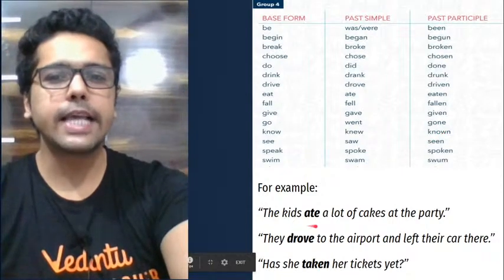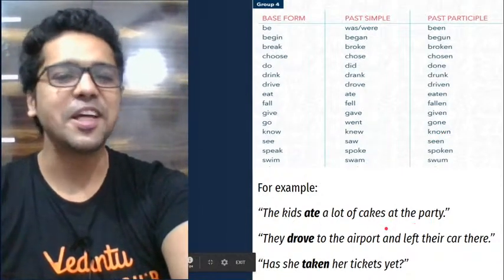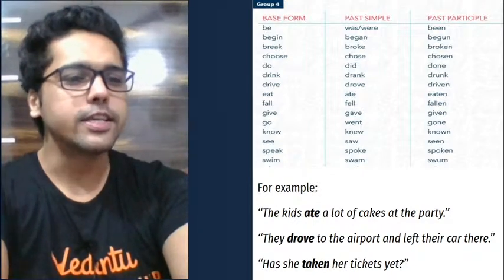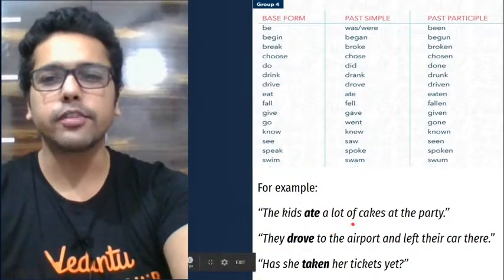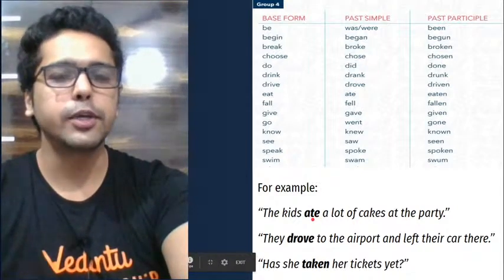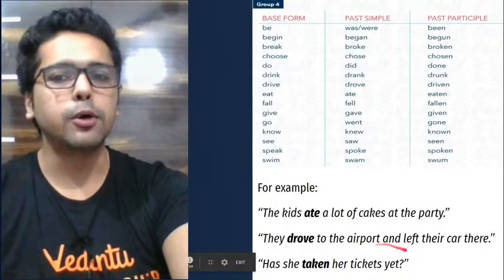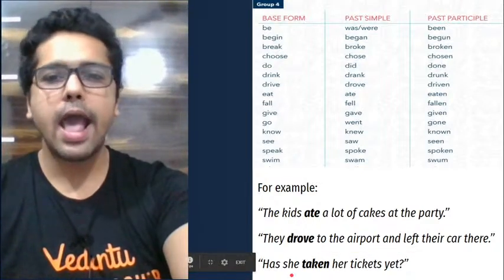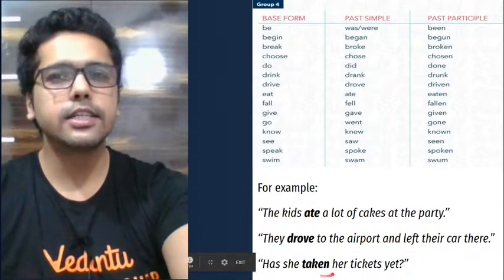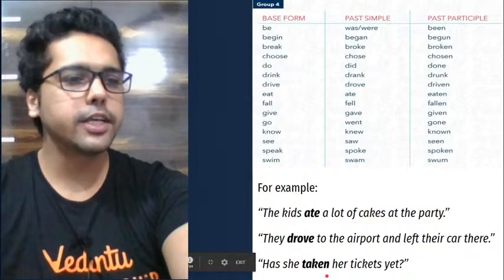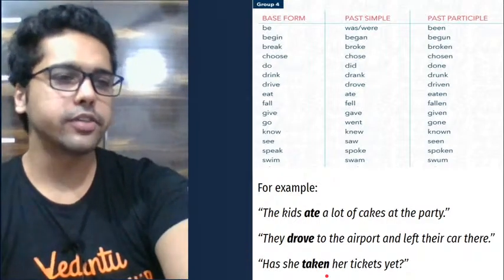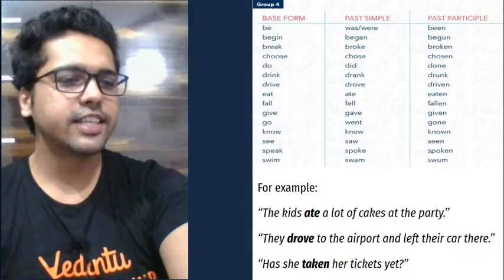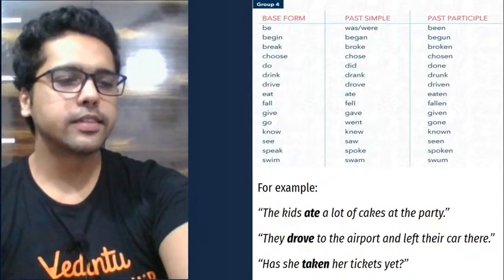For example, the kids ate a lot of cakes at the party. You guys like cakes? Dark chocolate cake or something like that? So these kids ate a lot of cakes at the party. So ate is of course used as a V2. They drove to the airport and left their car there. Drove is a V2 form again. Has she taken her tickets yet? Taken is the third form. Take, took, taken. You see, all three forms are different. Perfect.